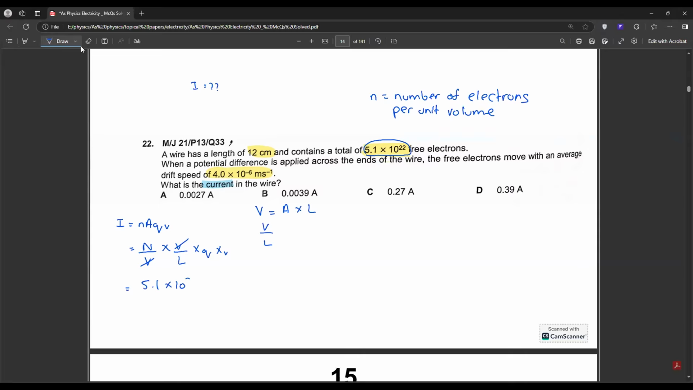5.1 into 10 raised to the power of 22, divided by length, that is 12 centimeters, 0.12, multiplied by charge, that is 1.6 into 10 raised to the power of minus 19, multiplied by the velocity, that is 4 into 10 raised to the power of minus 6. Your current comes out to be 0.27 ampere. C is your answer. Let's further move ahead.